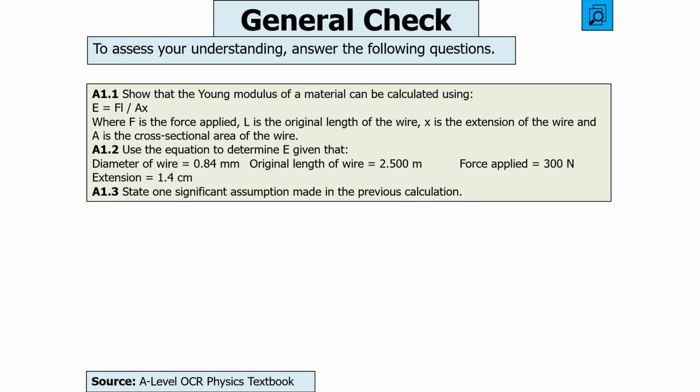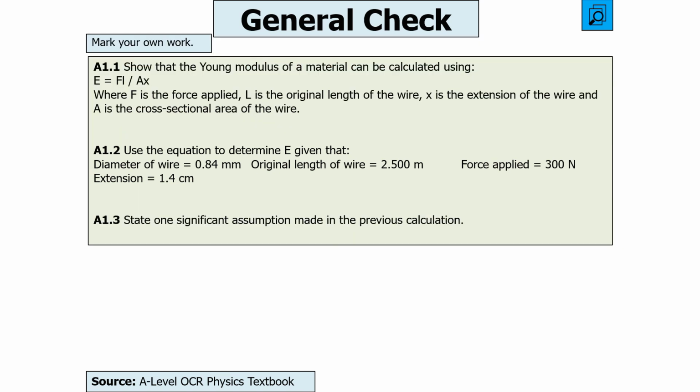The next question says, show that the Young modulus of a material can be calculated using the equation E equals FL over AX, where F is the force applied, L is the original length of the wire, X is the extension of the wire, and A is the cross-sectional area of the wire. Then use the equation to determine E, given that the diameter of this wire is 0.84 millimeters, the original length of the wire is 2.500 meters, the force applied is 300 newtons, and the extension is 1.4 centimeters. And then state one significant assumption made in this previous calculation. So pause the video now, then unpause the video and you want to go through your answer.